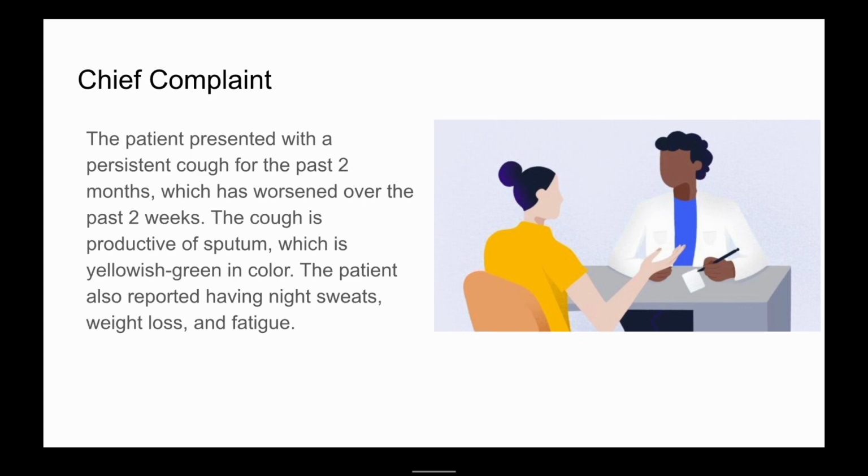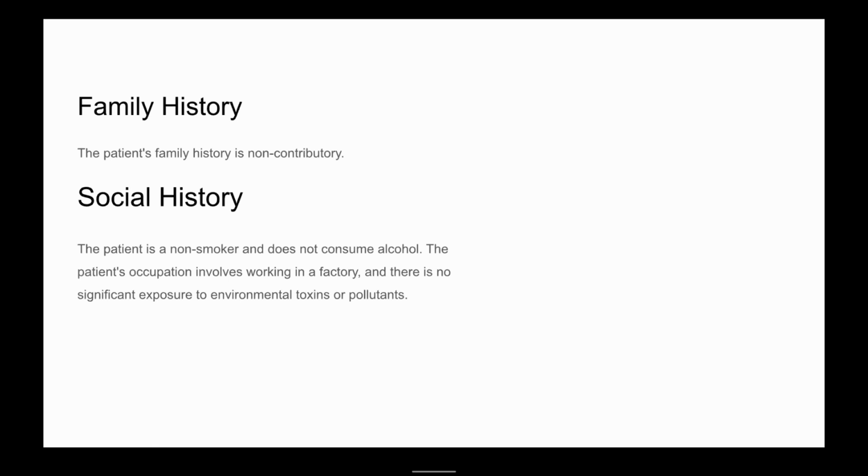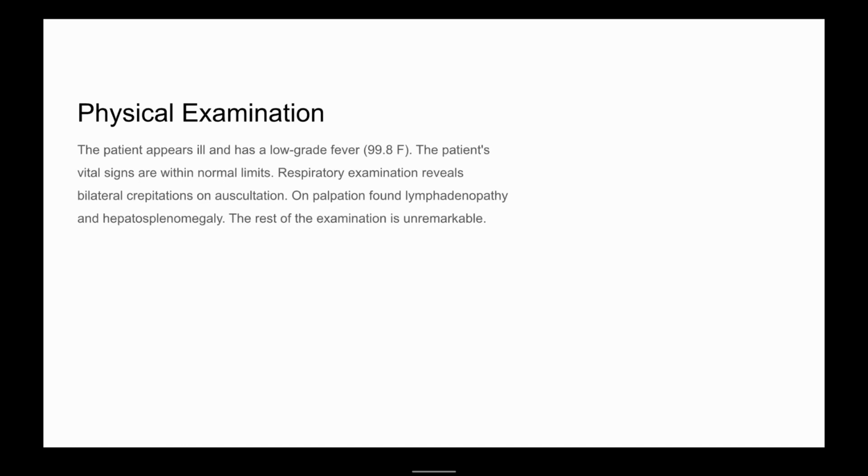The productiveness of sputum and its yellowish green color are signs to direct you toward the diagnosis of TB. Along with the chief complaints, you are obliged to ask for the past medical history, whether he had any chronic disease in the past, his family history, and his social history, to make a clear-cut idea for the diagnosis.